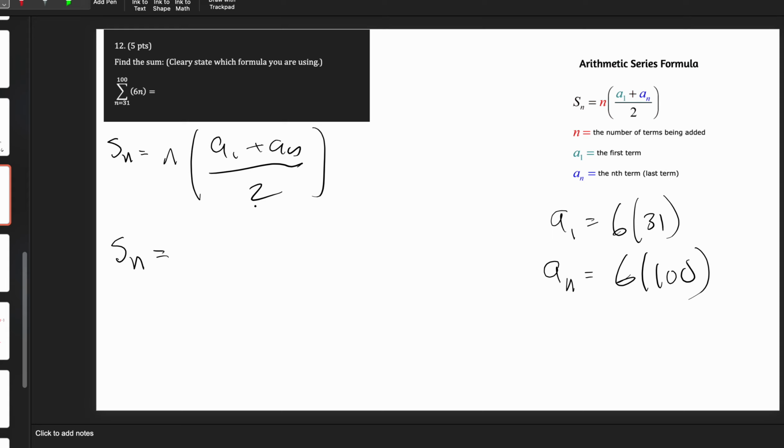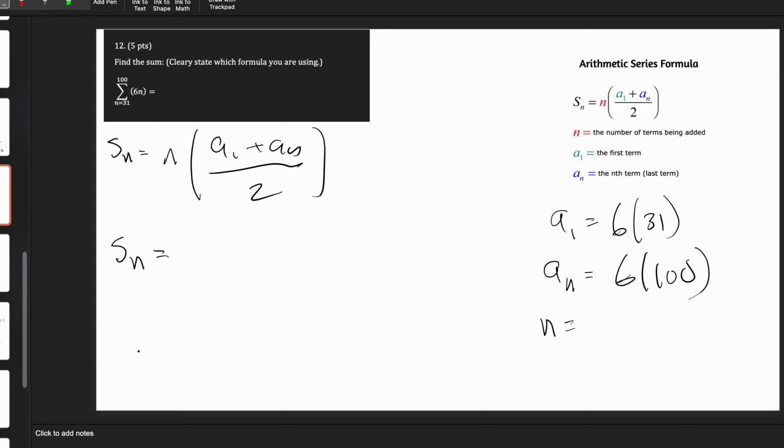That doesn't mean that there are 100 terms in this sequence, right? You're missing the first 1, 2, 3, 4, 5, 6, up to 30 elements of this sequence. So we have to figure out what n is equal to. And n is actually going to be equal to 70. Why 70? Let me try to explain it this way.